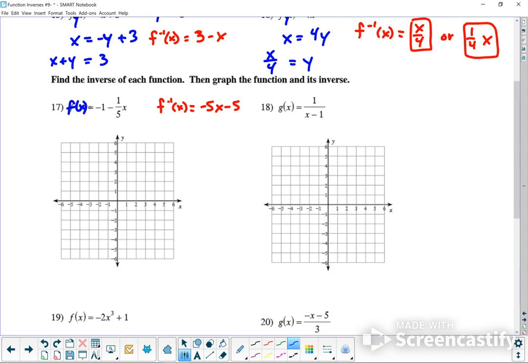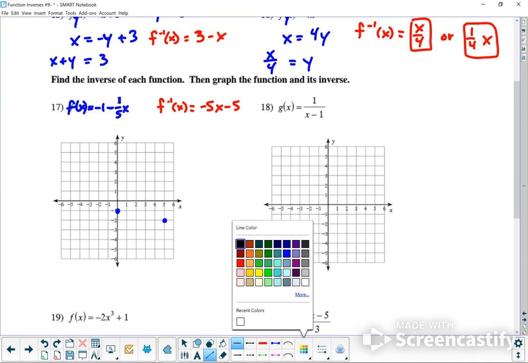Okay, so to graph this, we're going to start with negative 1. The slope is down 1 over 5. Okay, and that's your slope. So down 1 over 5. So down 1, 1, 2, 3, 4, 5. Okay. That right there is my line.